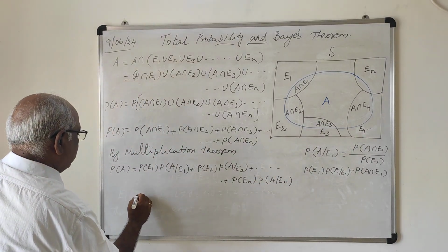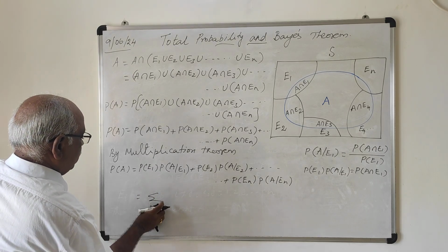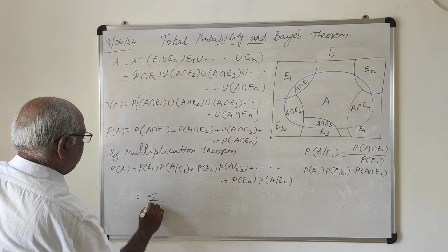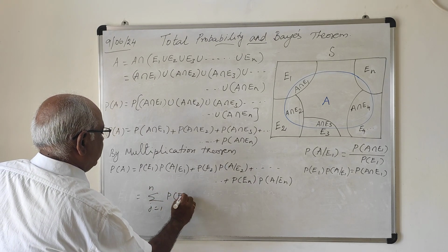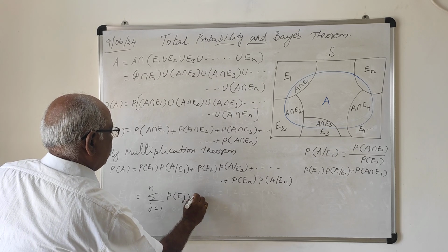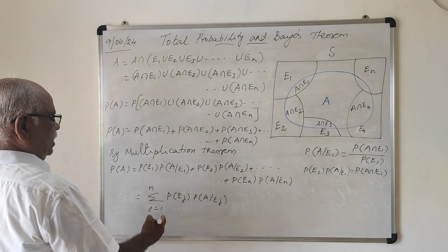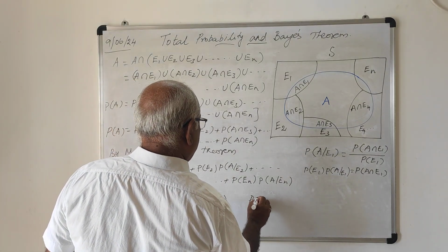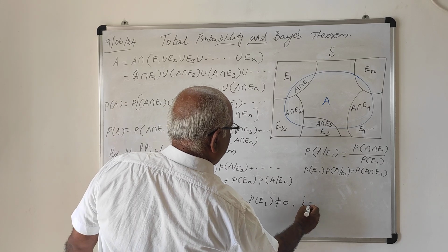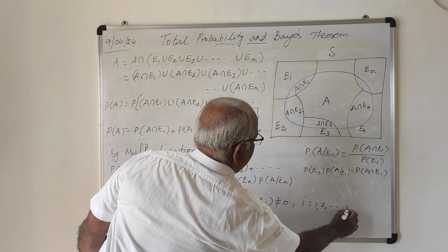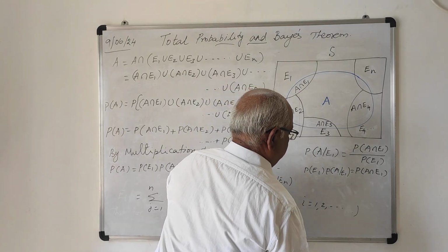So this is again equal to sigma j equal to 1 to n, P of Ej into probability of A by Ej, where probability of Ei is not equal to 0 for i equal to 1 to n. Probability of all events are non-zero probabilities.